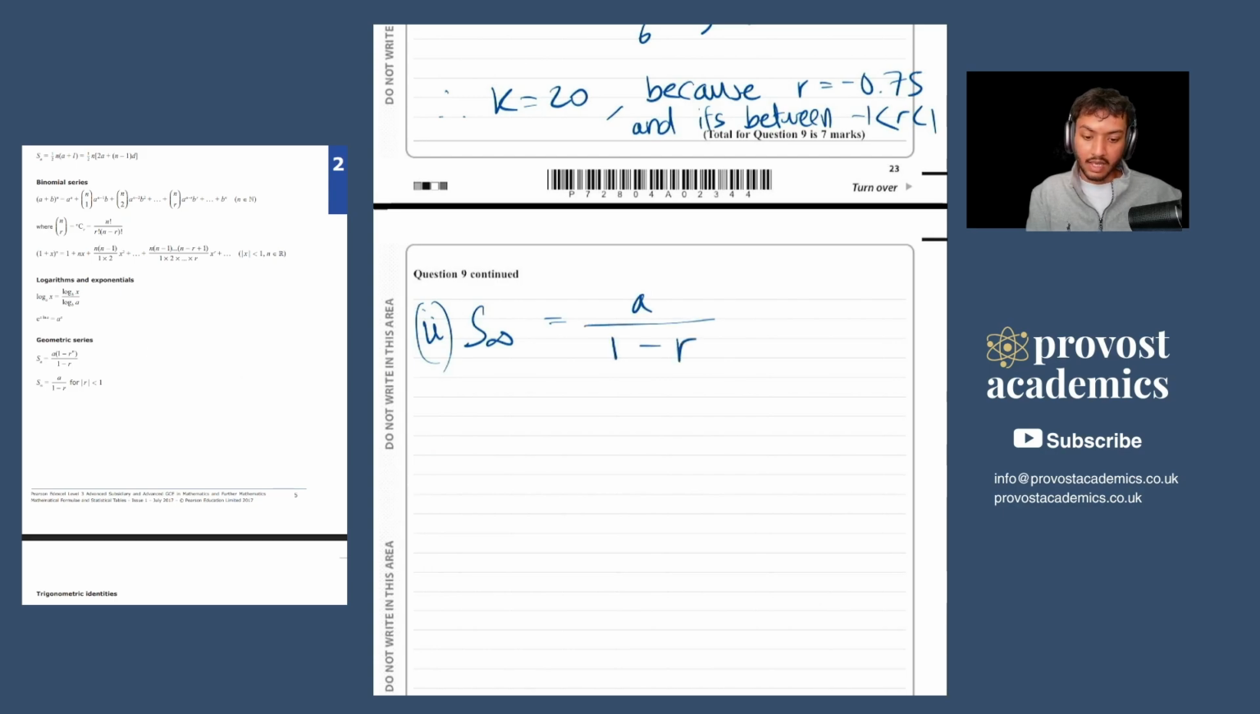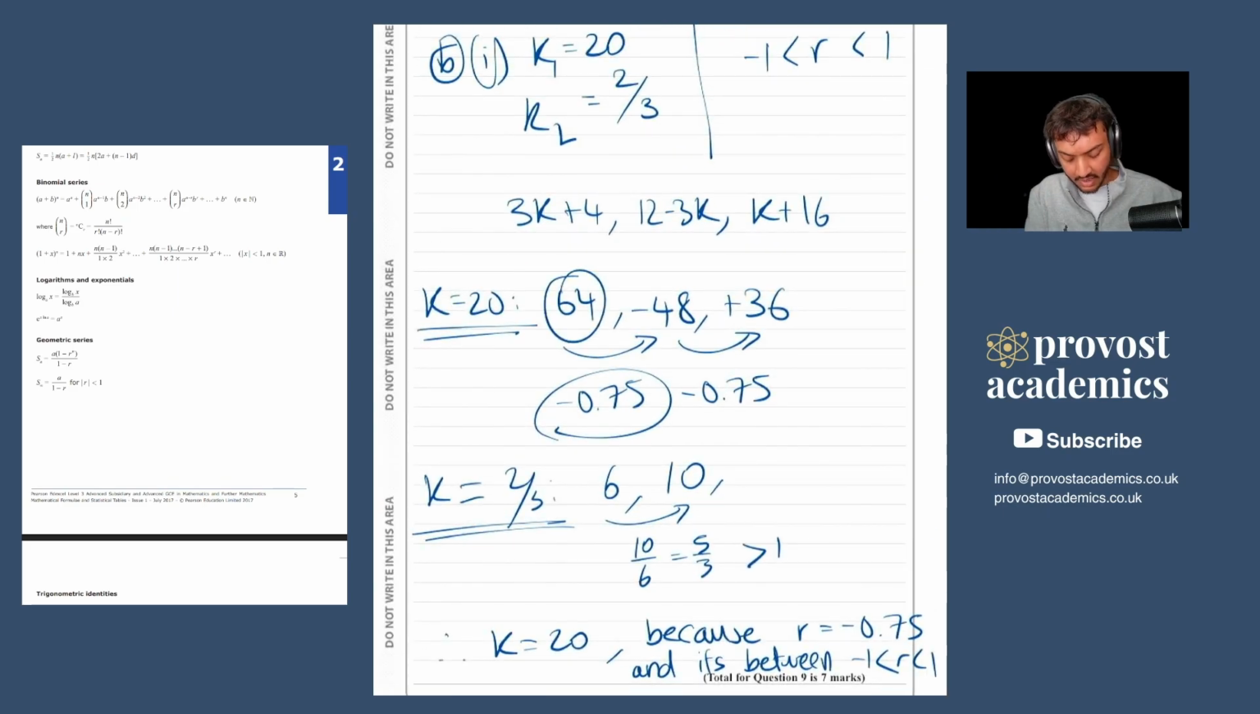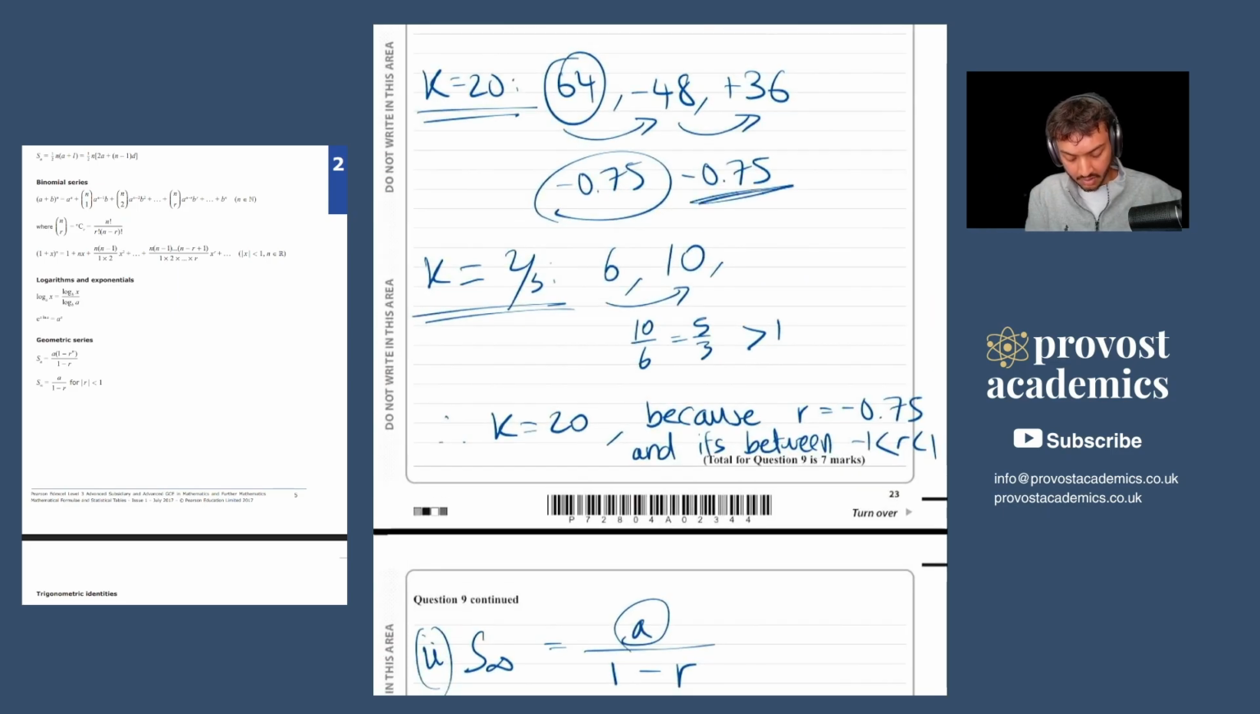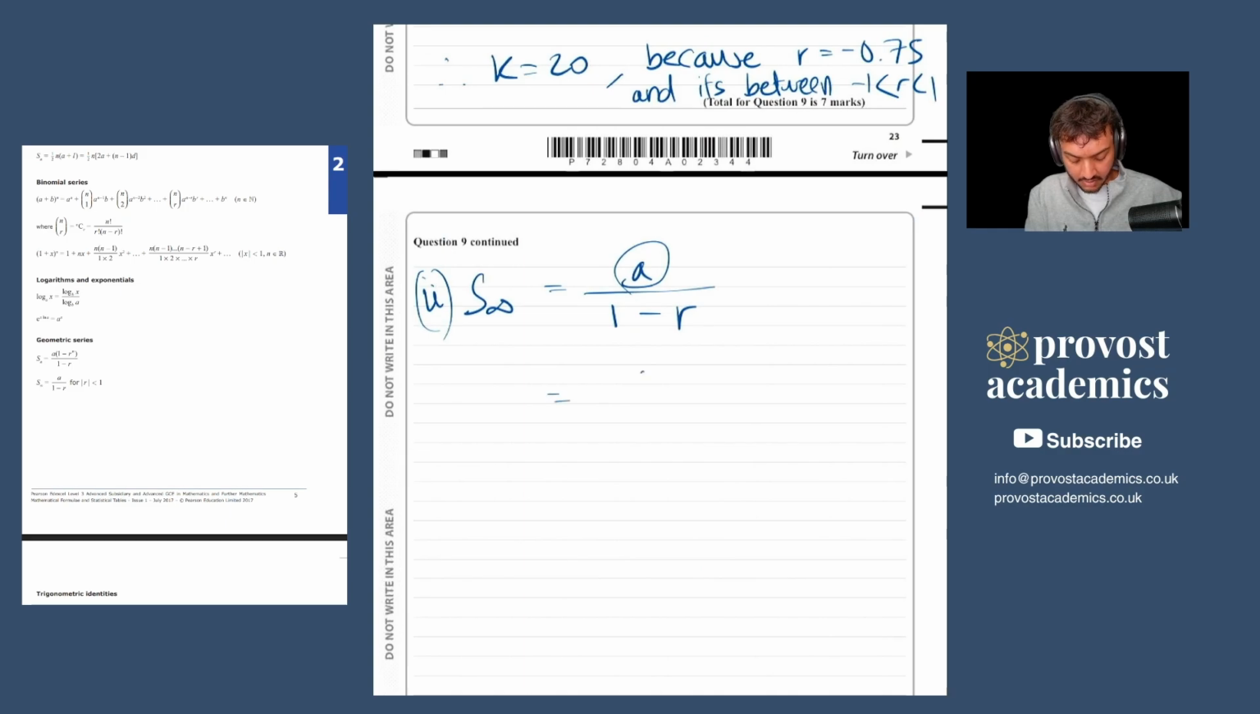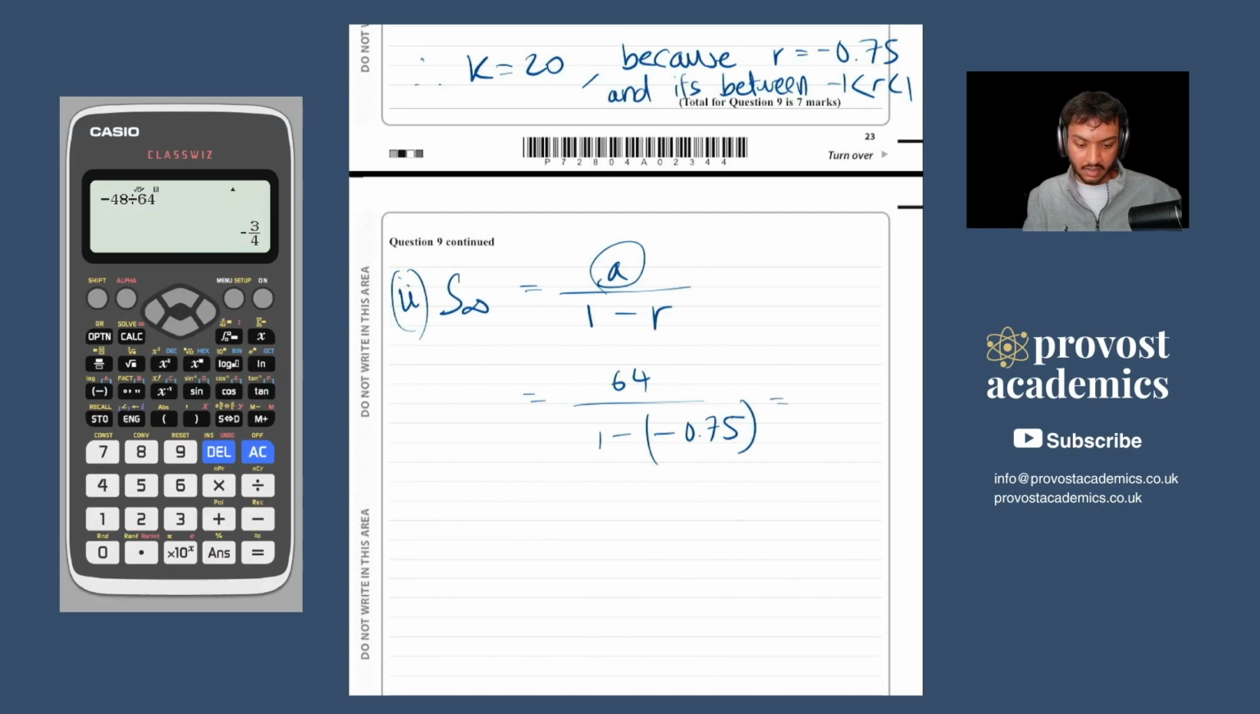So here what we're really looking for is, we know what the r value is, and a is your starting value. Our starting value is 64 for r equals 0.75. So 64 over 1 minus 0.75. So let's just put this into our calculator. So now let's come back. We're looking for 64 divided by brackets 1.75.